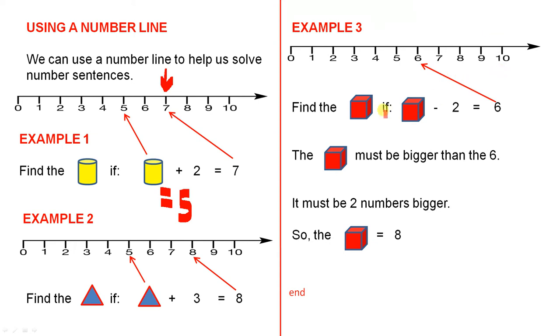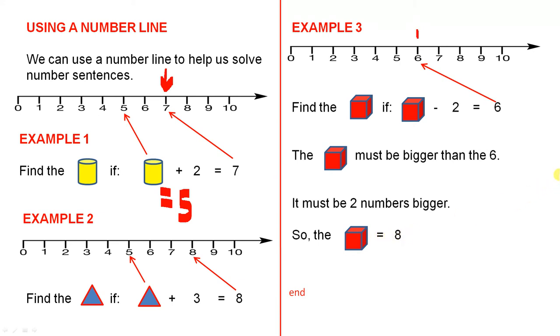Next example. Find the cube if the cube minus 2 equals 6. Now we have to have an answer of 6. Now common sense tells us that the cube must be bigger than 6, because if you take away 2 from the cube you end up with 6. It must be 2 numbers bigger. Well, what are 2 numbers bigger than 6? Count on from 6. There's your 6. Count on 2 places. 7, 8. So the cube must be 8.